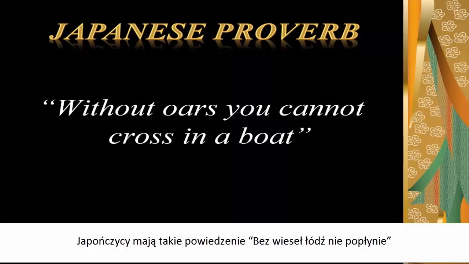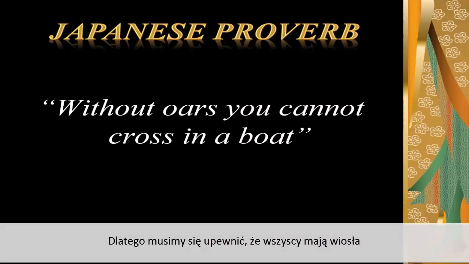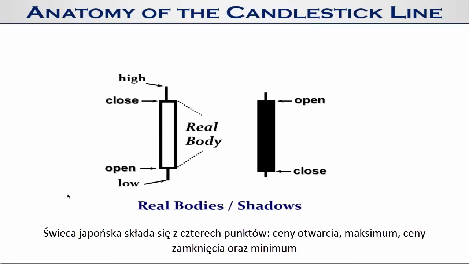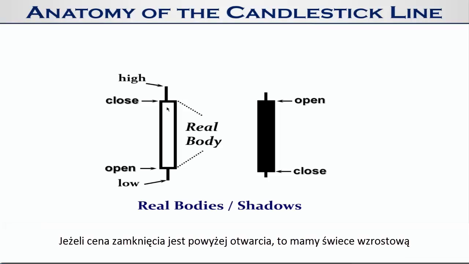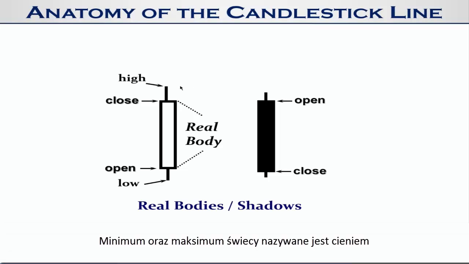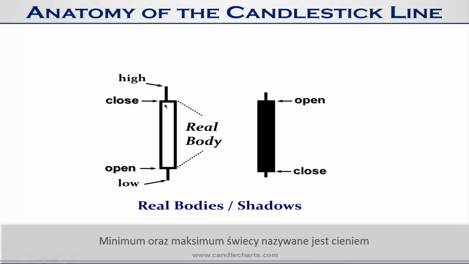The Japanese will say, without oars, you cannot cross in a boat. So I want to make sure we all have the oars. The candlestick line is made of four components: open, high, low, and close. If the close is higher than the open, this is called the real body, and you have a white real body. If the close is under the open, you have a black real body. The high and low of the session are called shadows or wicks.